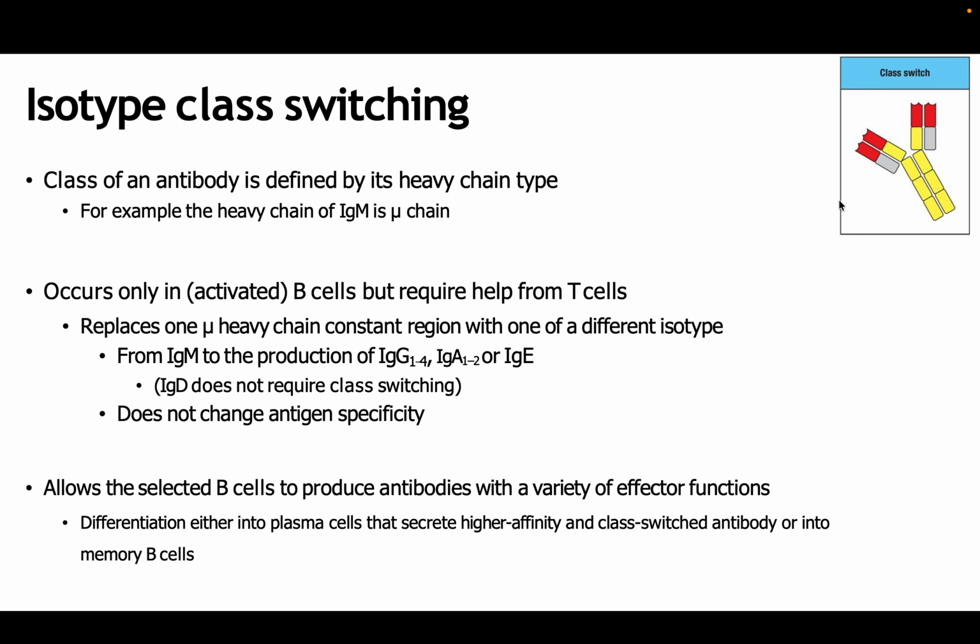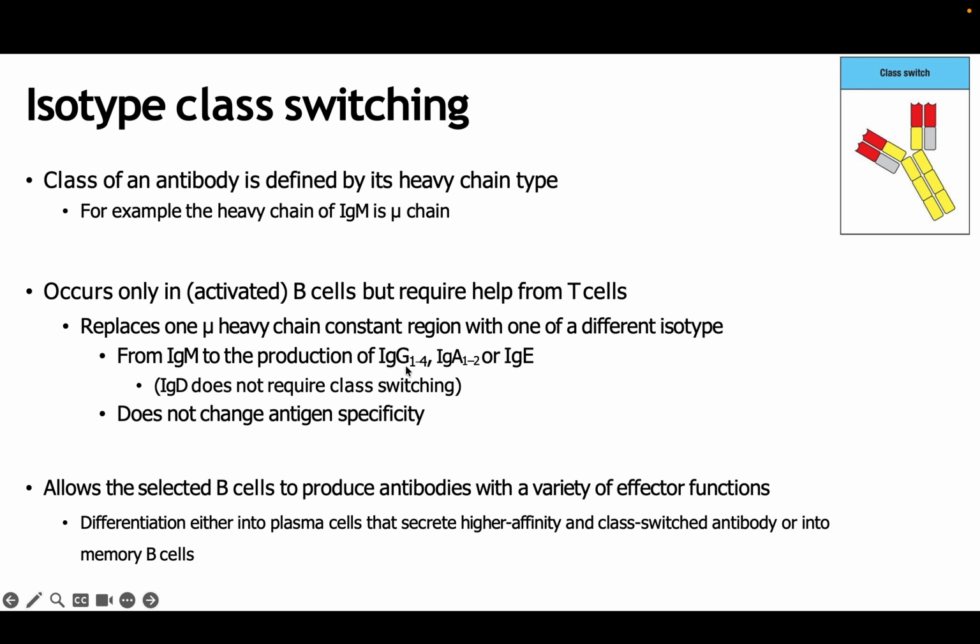So imagine you have the perfect variable region that's able to bind perfectly to your pathogen. You want to change your constant heavy chain, because all of them are IgM at the beginning. We want to change them, so we can change them to an IgG, to an IgA, or to an IgE. IgD, you don't create. You don't need it. You can only change from an IgM to an IgG, A, or E.